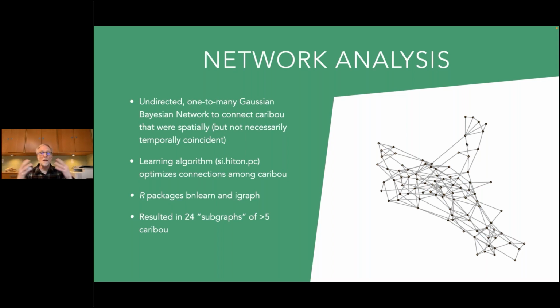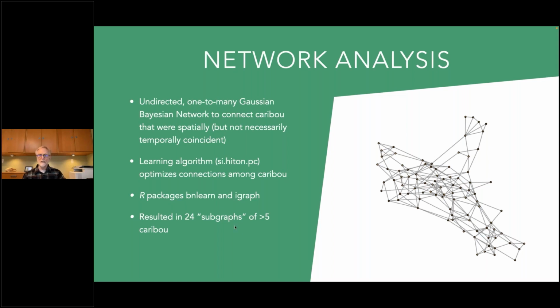And what happens is that not all caribou are networked together, because some caribou are too far apart from each other, or in some cases there's not enough information to indicate that they're connected to other caribou. And so then we end up with these somewhat isolated subgraphs.